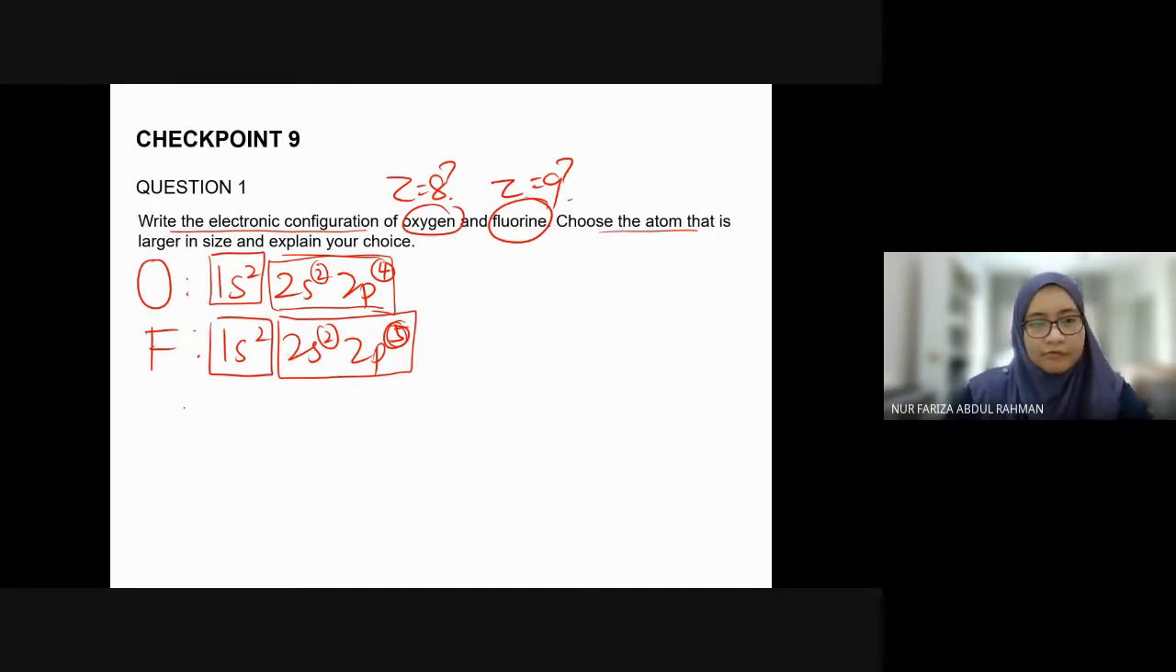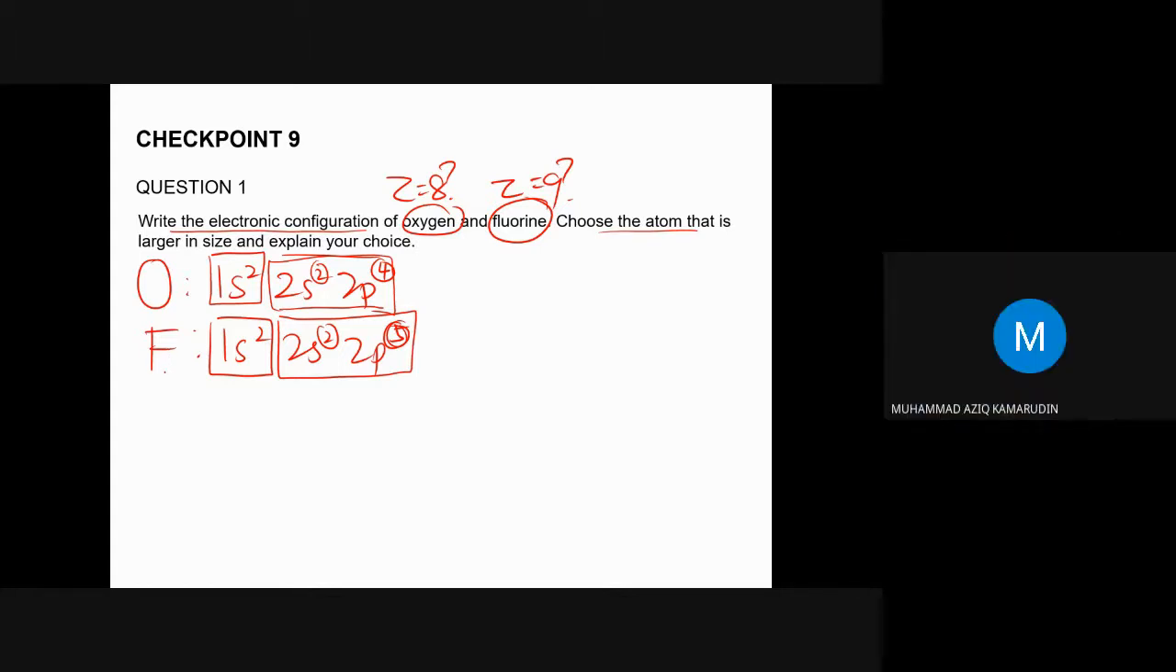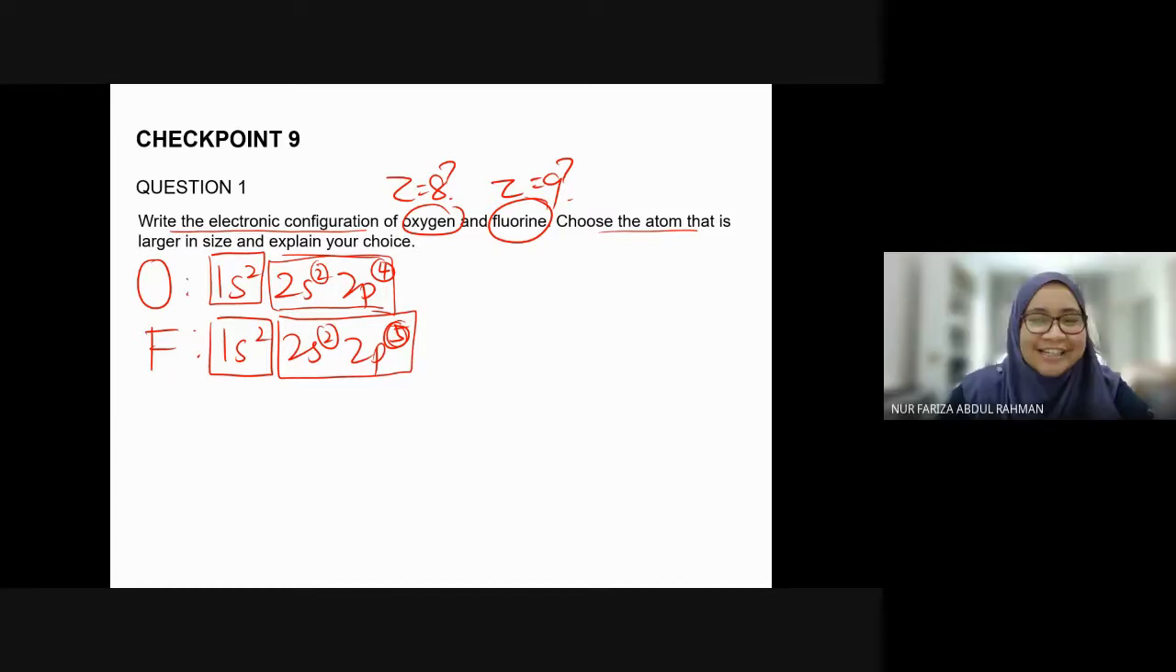Okay, all right, so moving on. Which one, okay guys, which one is larger? Is it oxygen or fluorine? Oxygen. Okay, all right, answer the question. Which one is larger? I'm not talking about which one is smaller. If you are talking about which one is smaller, then the answer should be fluorine. If which one is larger, then it should be oxygen lah. Okay, alright, so we are done with this one, we have the answer already.